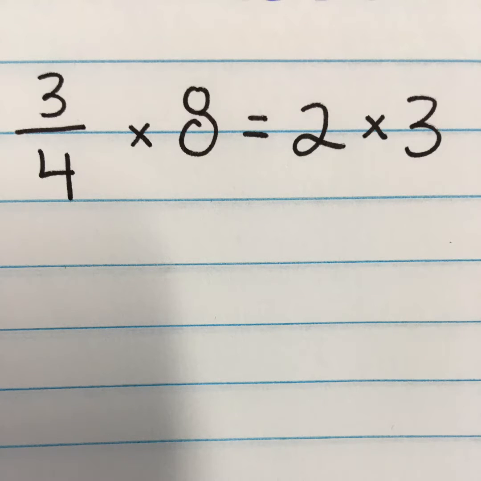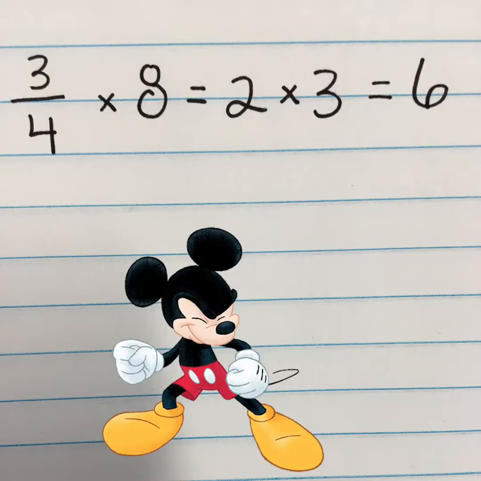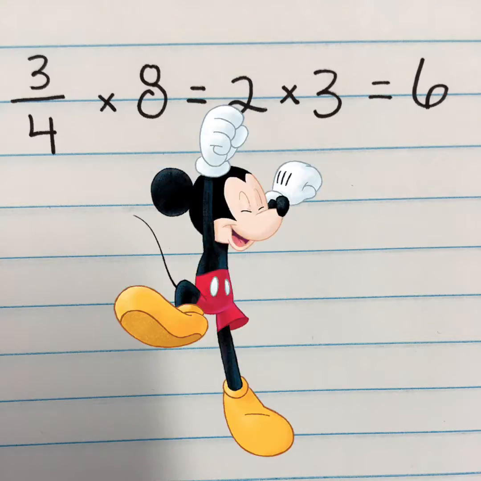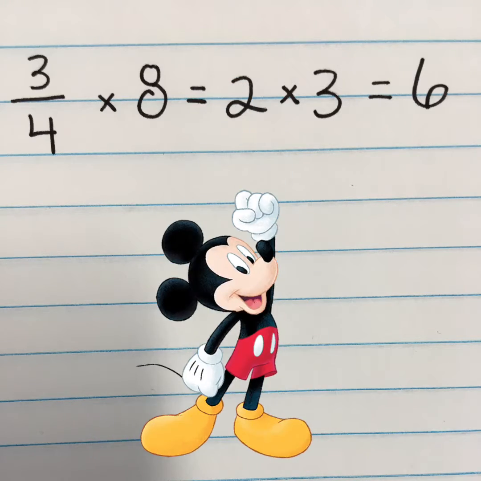Now that you've figured out that 1/4 of 8 is 2, you multiply that by 3, because essentially we want to find out what 3/4 of 8 is, or 3/4 times 8. So 3/4 times 8 equals 2 times 3, which is 6. 3/4 of 8 is 6.